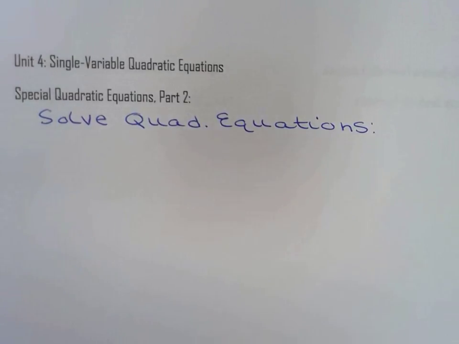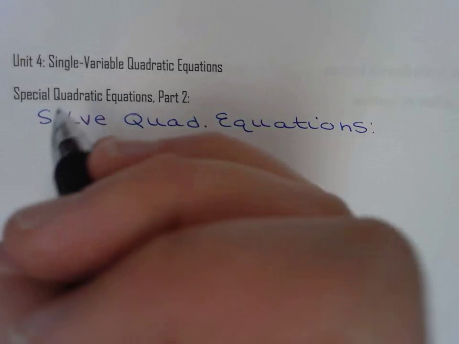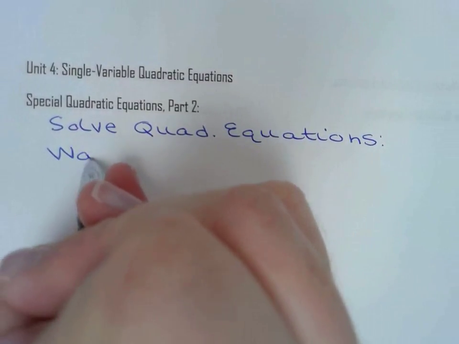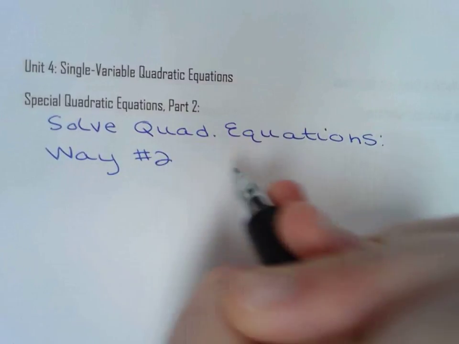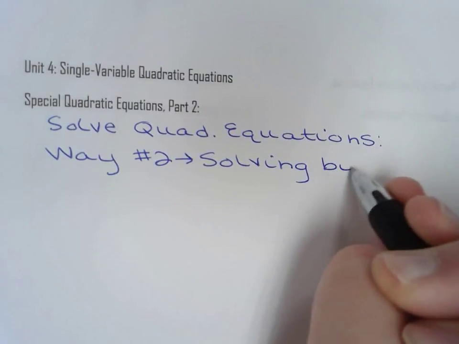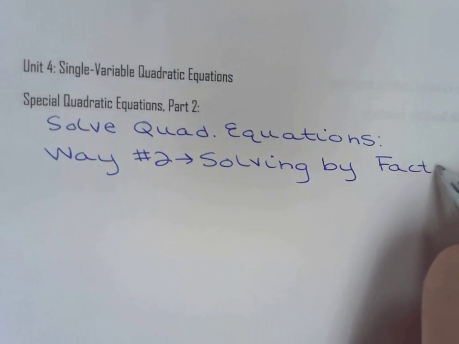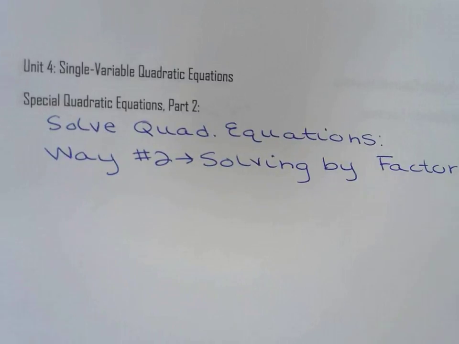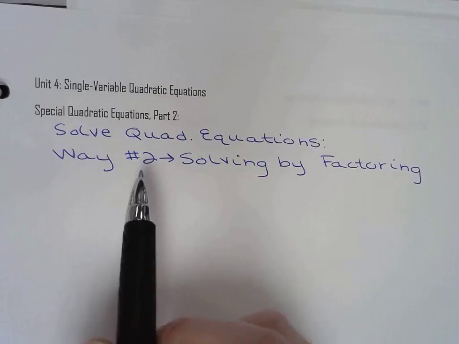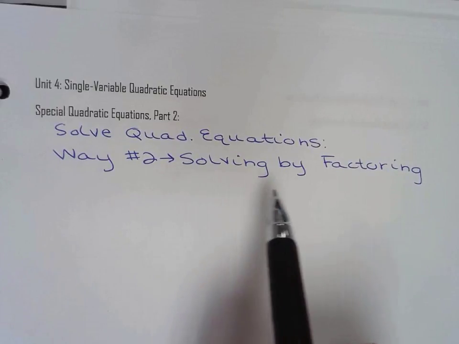Now, this is the second way we're going to talk about. This way is called solving by factoring. So this is way number 2. I think this should go pretty well for you because the factoring tests went well for most of you. So this is the second way to solve a quadratic, and this is called solving by factoring.